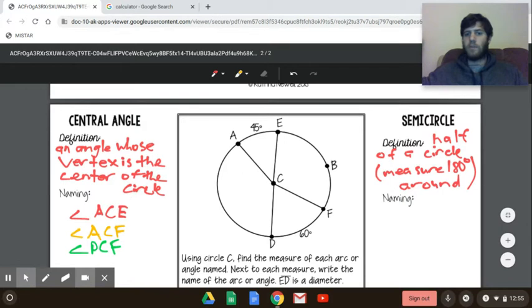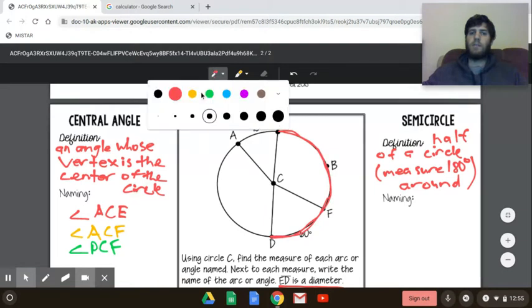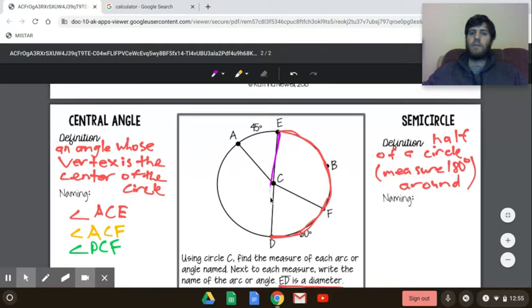So an example of a semicircle, right? You have a diameter ED. A semicircle could go all the way from D to E. That's half of the circle. So that's what we mean by a semicircle. ED is a diameter, they tell us it's a diameter. It goes from one end of the circle to the other through the middle, so that's what a diameter is.